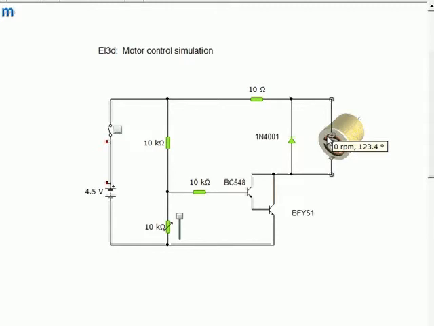The problem is the current is going backwards. That diode there only allows current to flow that way. So when we're running the circuit, any back current generated by that is being taken away from the transistor. It's going back that way.